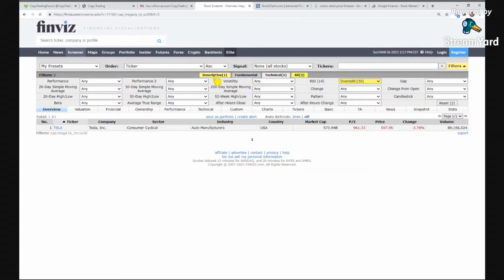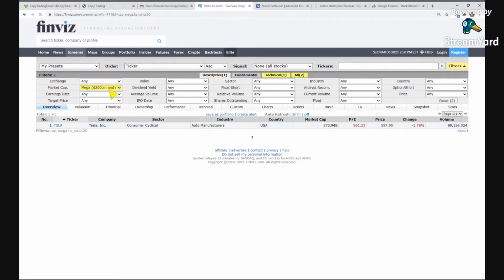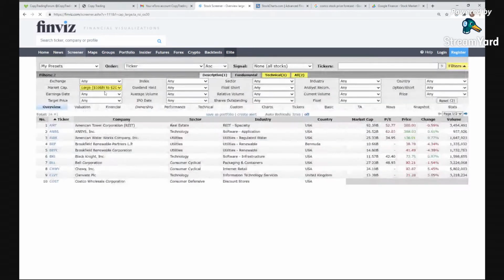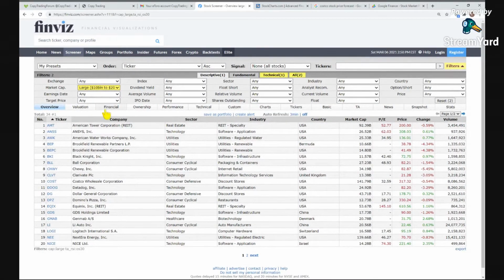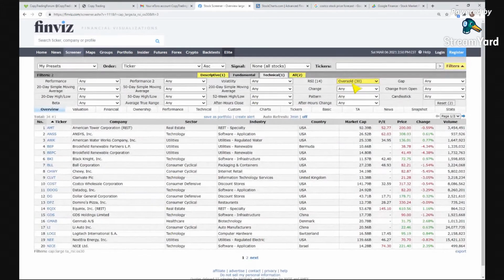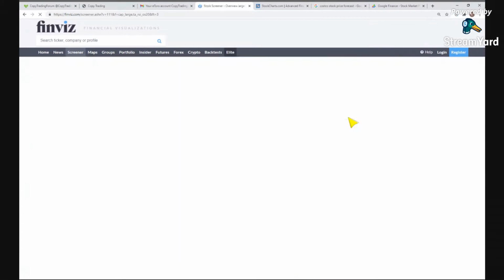So I go back to the description. I'm not going to invest in Tesla today, maybe in the future. I'm going to go to large. So I'm going to go for the largest companies I can find. And here we go. Look at all of these companies here, okay? These are all high cap companies that are a good price to buy because I set the technical analysis at 30. But let's see if I set it at 20, which is even lower.